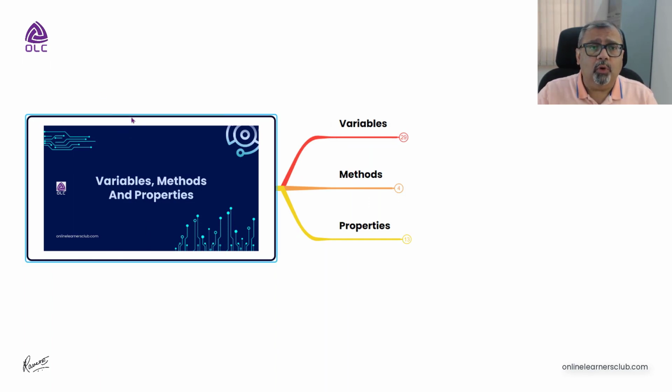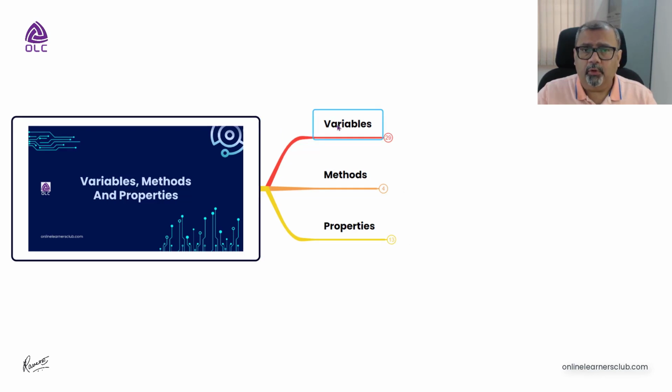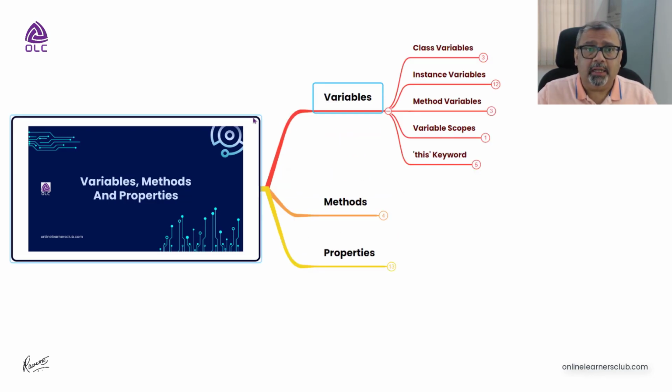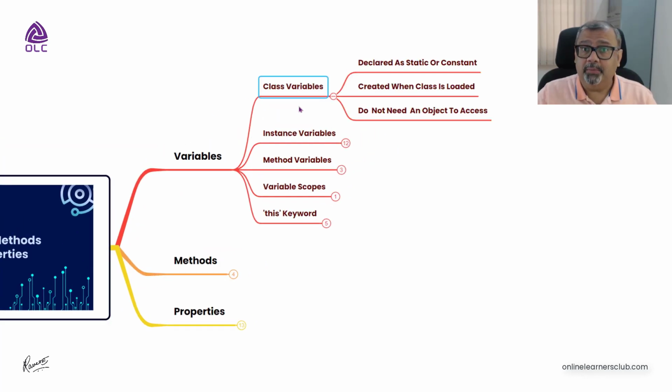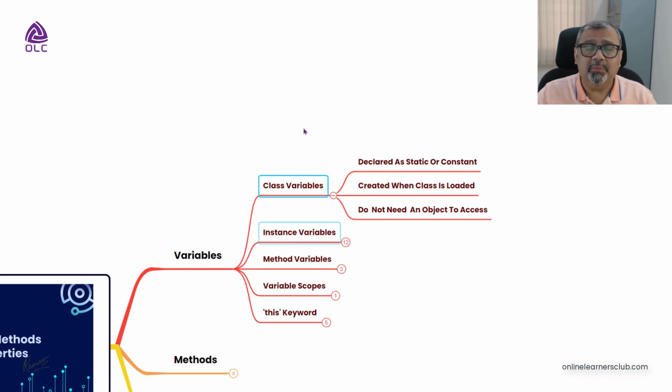So now let us look at what is a variable. We have already discussed that there are different types of variables. So one is a class variable. A class variable is nothing but a variable which is declared as a static or a constant value. This is defined by specifying a static keyword, and it is created when the class is loaded. So we don't need to create an object to set the value of a static variable or access the value of a static variable, which is typically public by default.